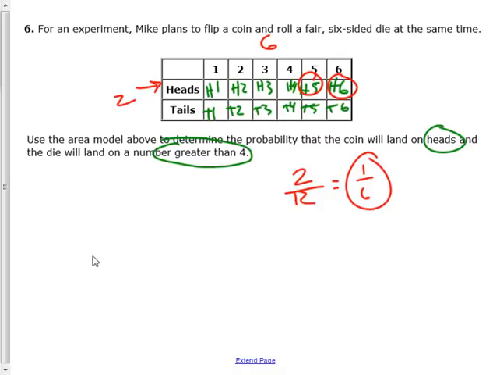Again, I can do this mathematically. What's the probability that I get heads? That's 1 out of 2. And what's the probability of a number greater than 4? Again, 5 and 6 are greater than 4, so that's 2 out of 6, or 1/3. Multiply across, and I'm going to get 1/6. So either way you do it, mathematically or with the area model, we should get 1/6 either way.